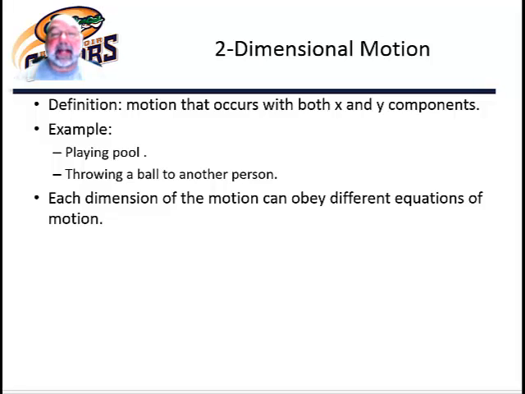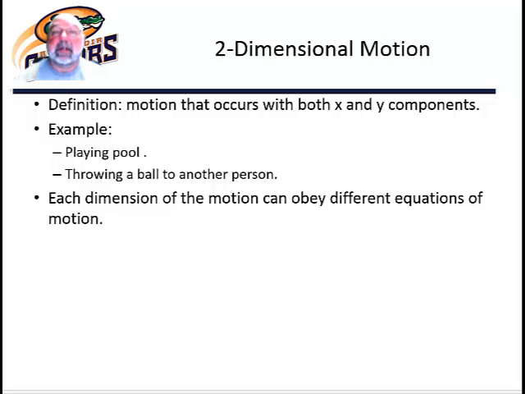Some examples are when you play pool, the ball doesn't just go in a straight line. Well, maybe the line is straight, but if you think of one edge of the table as the x-axis and the other side as the y-axis, then you have the ball moving in both the x direction and the y direction at the same time. When you throw a ball to a person, it's moving horizontally, and it's also moving vertically. Those two dimensions, the x and y dimension, we have to deal with.